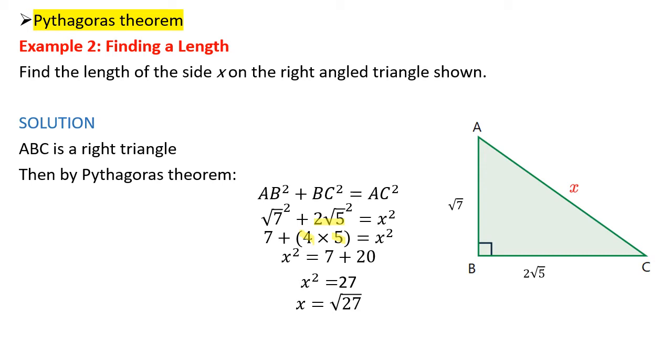Then we have 4 times 5 equals x squared. So 4 times 5 is 20, and we move the other term as it is. Then x squared is 27. Then x equals radical 27.